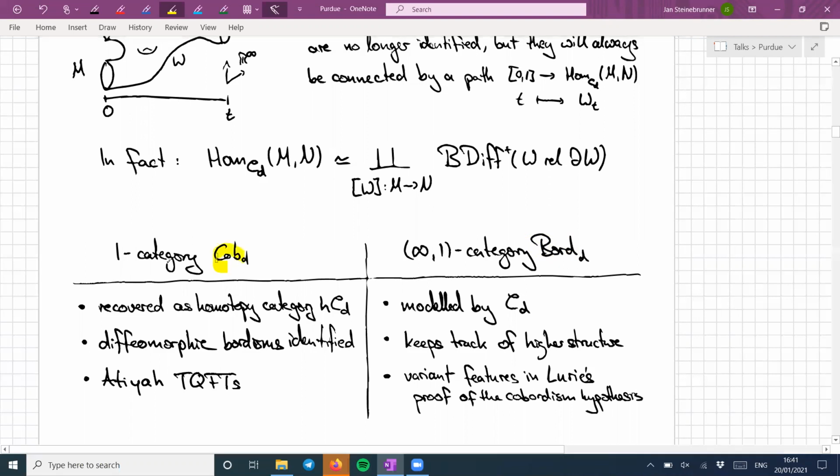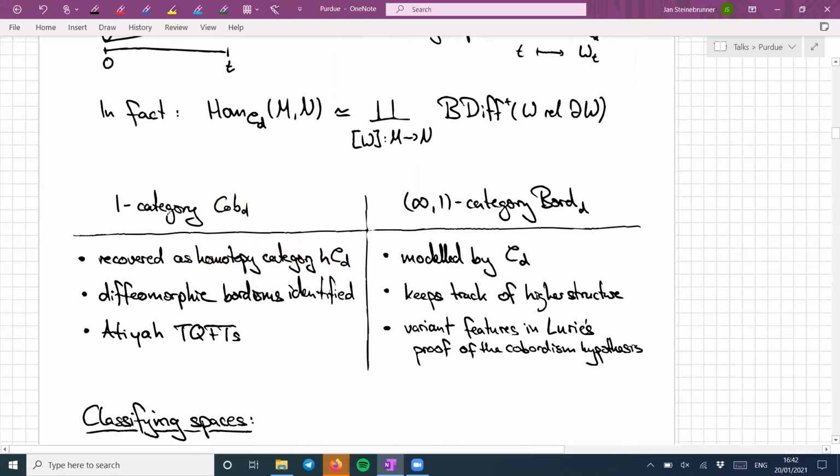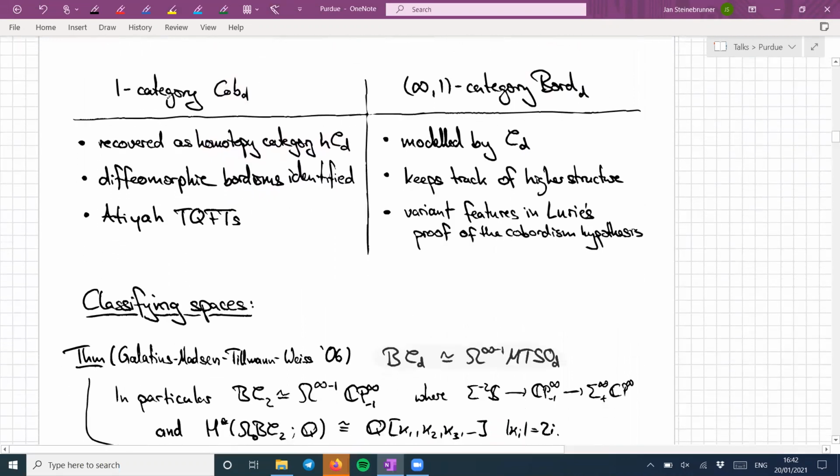And this just happens to be a bordism category and discrete. So I'm calling it either the truncated bordism category or the homotopy category of the bordism category. All right, so those are the two bordism categories that turn up and that I'm going to talk about. And now the perspective through which I want to look at these is that of classifying spaces.